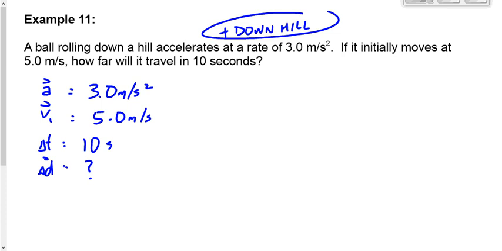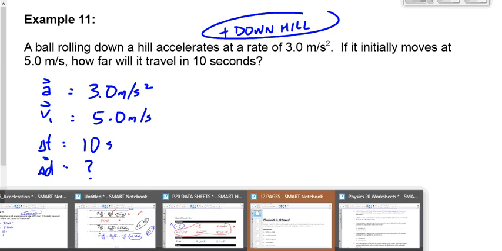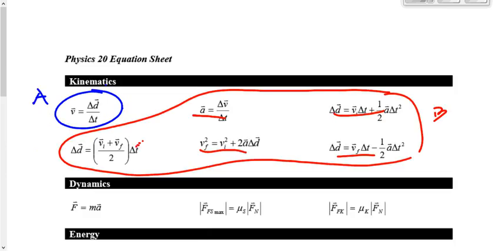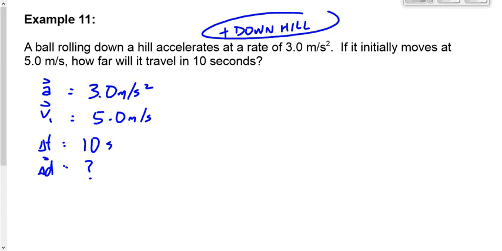What do you want to do? We got 5 equations that we're allowed to use. A, VI, T, and D. Which one do you want to try here? The third one? This one? Yeah, sure. Let's try that one. D is equal to VIT plus 1/2 AT squared. That one is going to work for us.